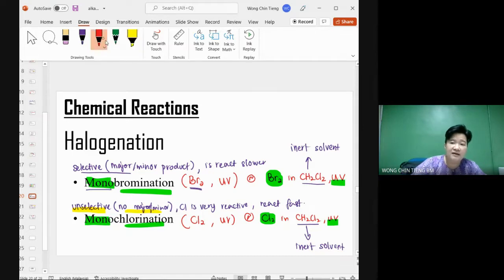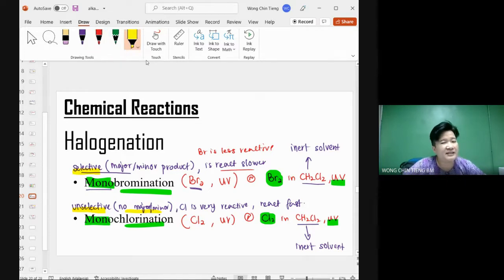But when Br is less reactive over here, you will then tend to choose. Kamu akan bergerak lambat. So bila kamu bergerak lambat, kamu boleh pilih. Dan sayang, bila kita pilih, kita mesti pilih kelas yang tinggi lah. Betul? Kalau ada primary dengan secondary, saya definitely pilih secondary. Saya ada primary dengan tertiary, saya definitely pilih tertiary. Nampak? Okay. So that is what we mean by the bromination and the chlorination.